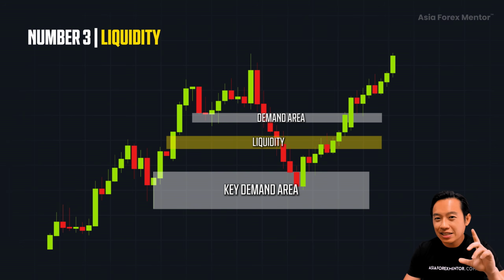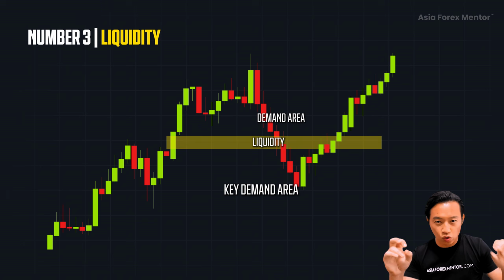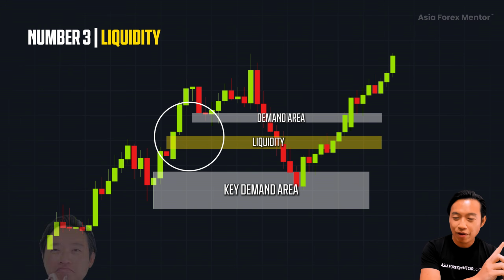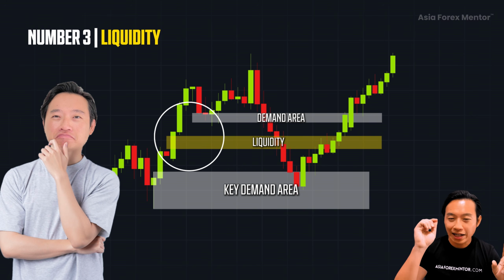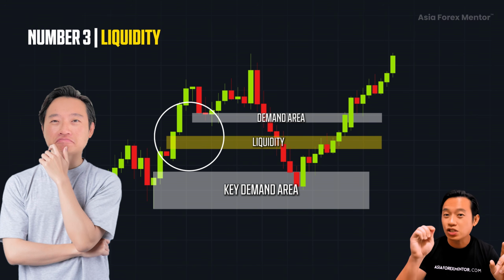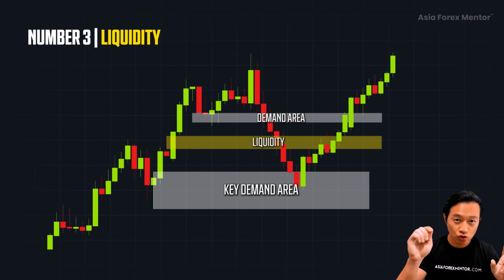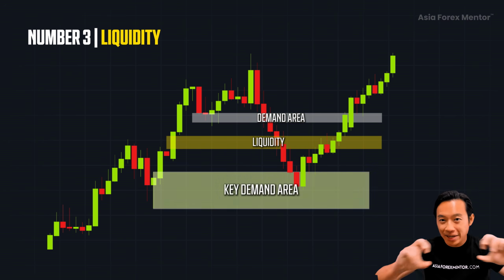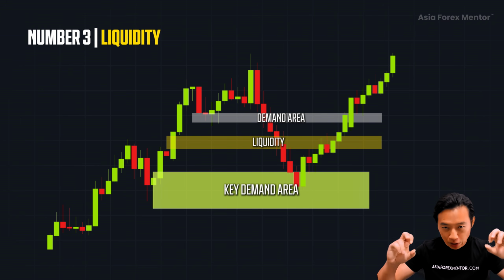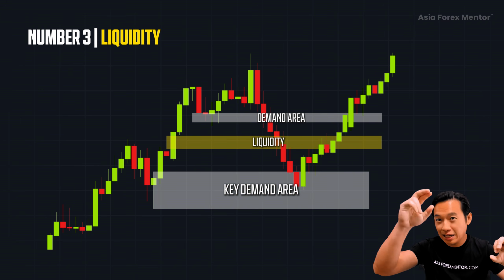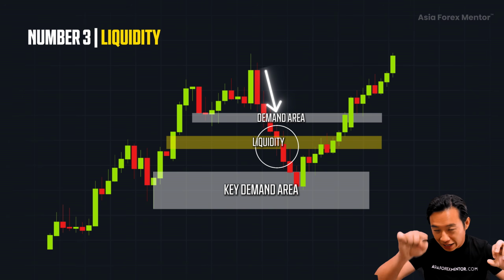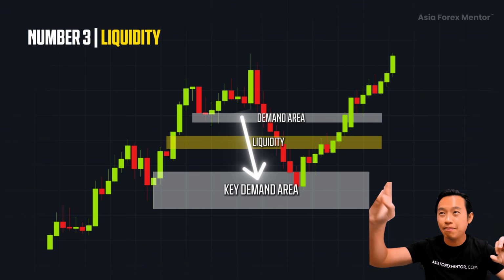You get it? So here's the thing. Before you identify a zone, you want to look at the data on the left first before deciding whether your demand zone is going to be a good demand zone, or there could actually be a bigger key demand area below, where price will likely break below the first demand, collect the liquidity before entering the key demand area and then bouncing off.